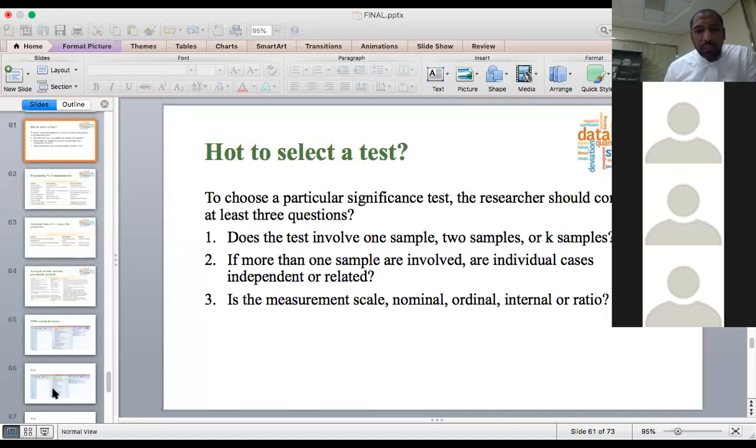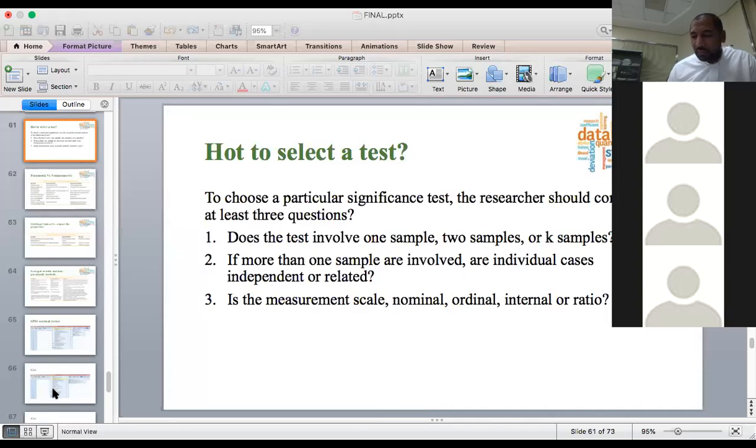To choose the particular significant test, the researcher should consider at least three questions. First of all, do we have one sample, two samples, or more than two samples? It's very important. Whether it is one sample, two samples or two groups, or more than two groups, we have to consider this first of all. Secondly, if more than one sample is involved, are individuals dependent or related?